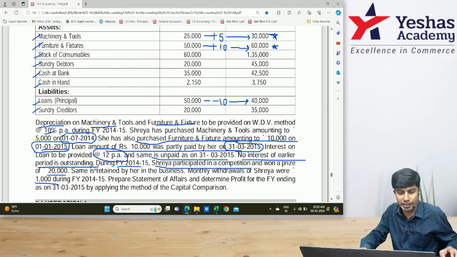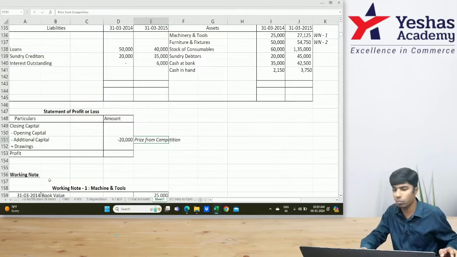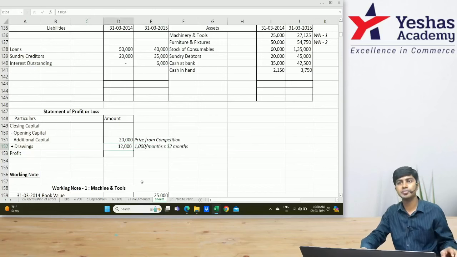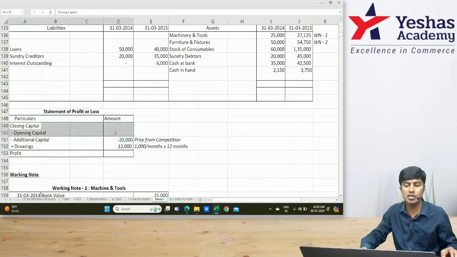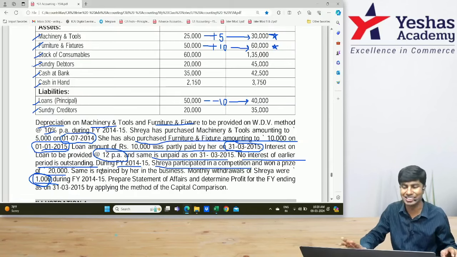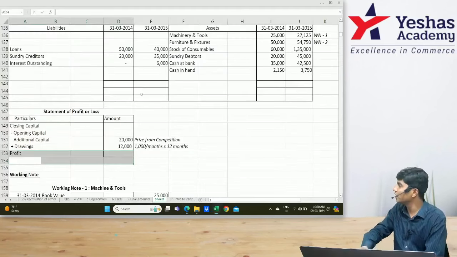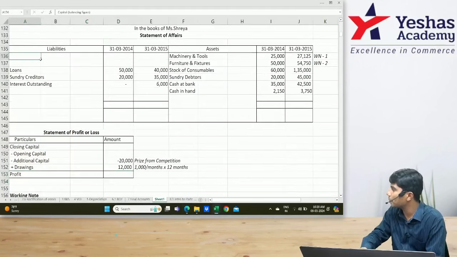Read further. Then drawings. How much are drawings? 1,000 per month. 1 month, 1,000 rupees. 12 months? Very good. I'll write here 1,000 into 12. Drawings 12,000. Done. We need opening and closing capital. If we get opening and closing capital, we can find the profit. The question is finished. Now we finish reading the question. Everything is ready. We'll find our opening and closing capital as the balancing figure in the statement of affairs, and use that to find our profit.